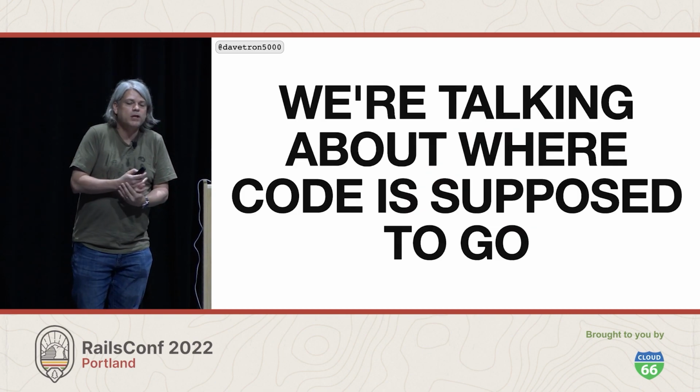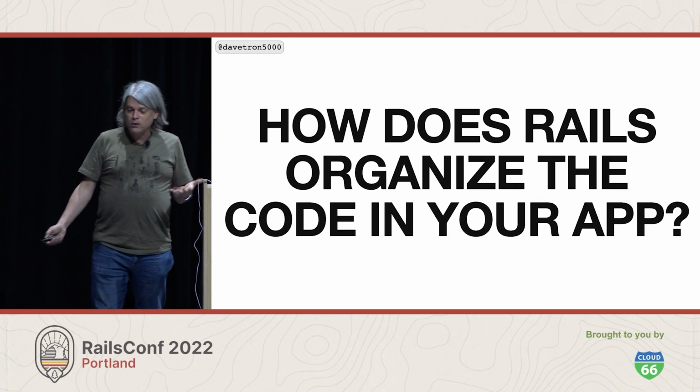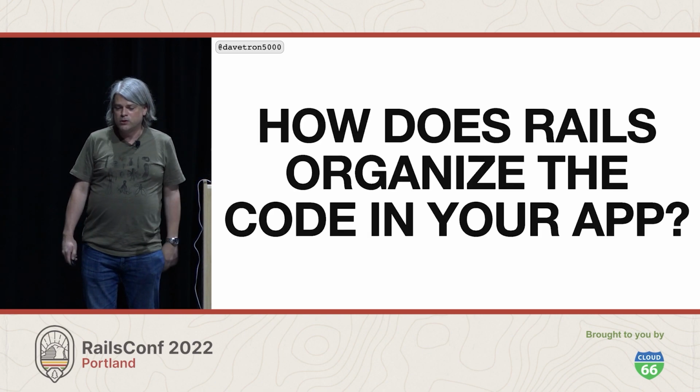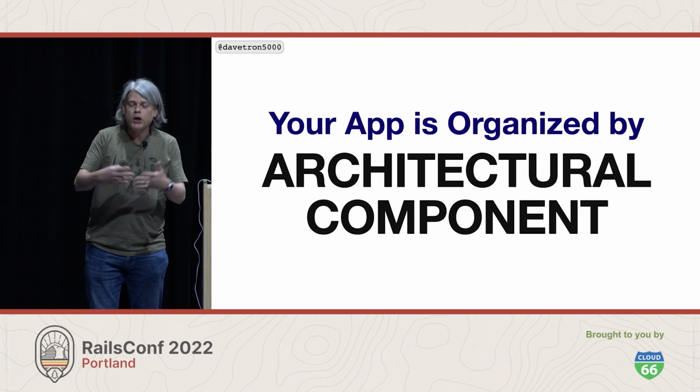Right? We're just talking about, well, where is code supposed to go? Well, where does Rails put our code? Maybe we'll start there, right? What does Rails do with our code? So it puts it by architectural component, right?